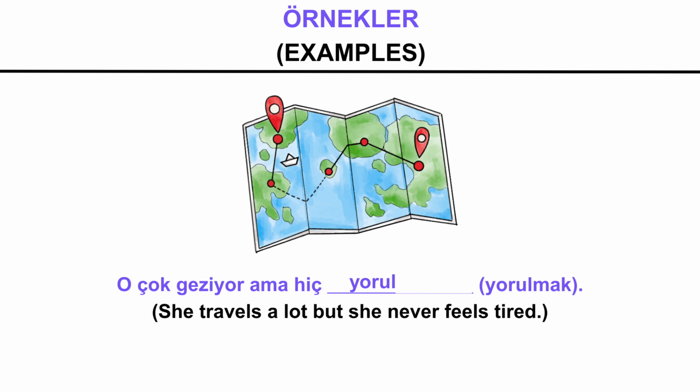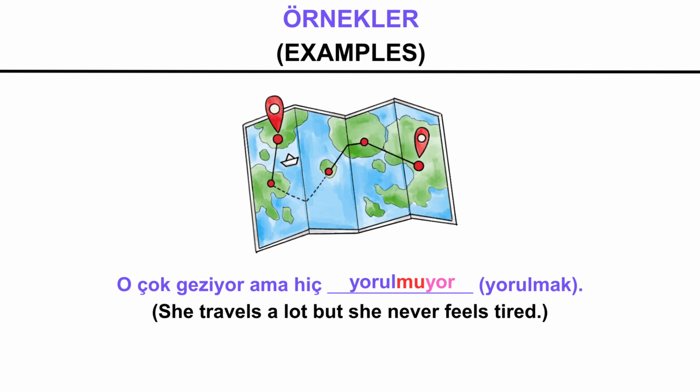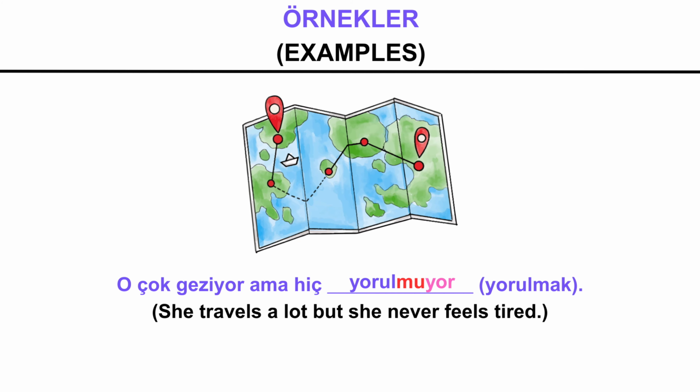I have yorul. Last vowel is u. That's why I will have negative suffix mu. Yorul, mu, yor, present continuous suffix, and then conjugating for the third person singular. For third person singular, there is no suffix. That's why we will leave it as yorulmuyor. So at the end, what do we have? O çok geziyor ama hiç yorulmuyor. She travels a lot, but she never feels tired. Now it's quiz time.